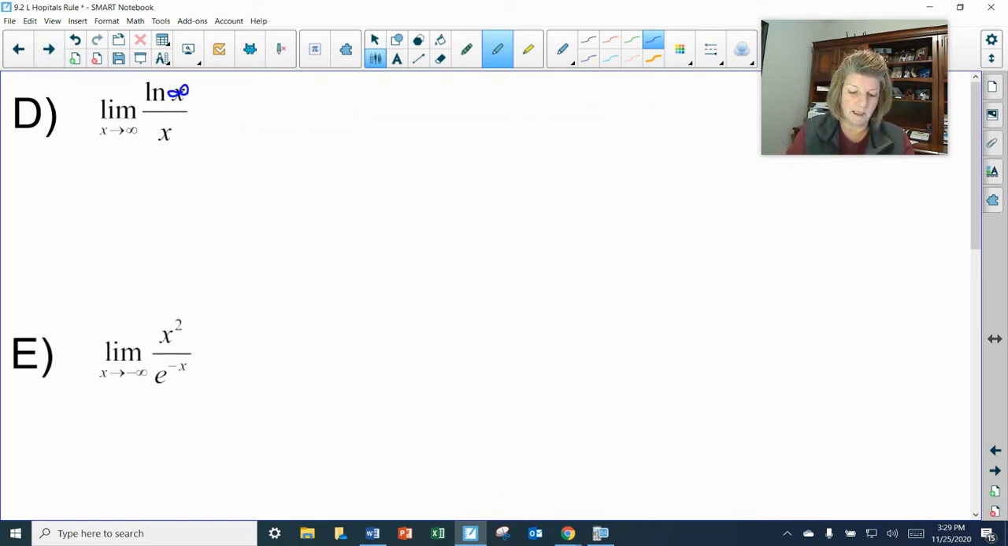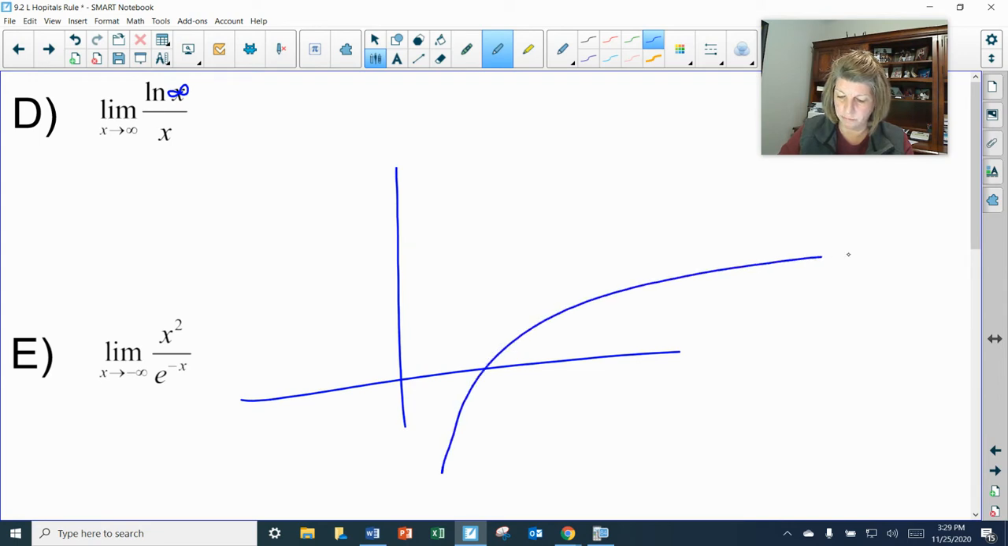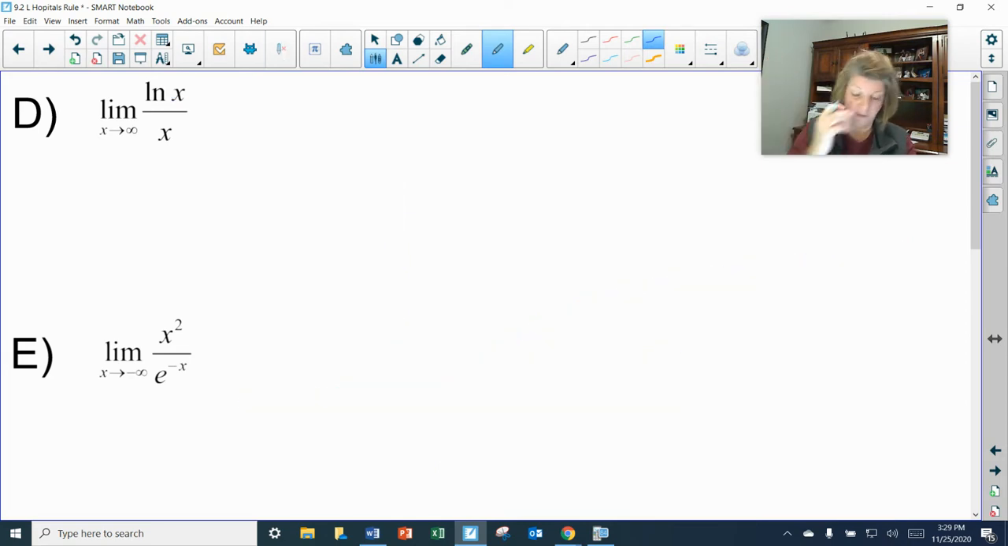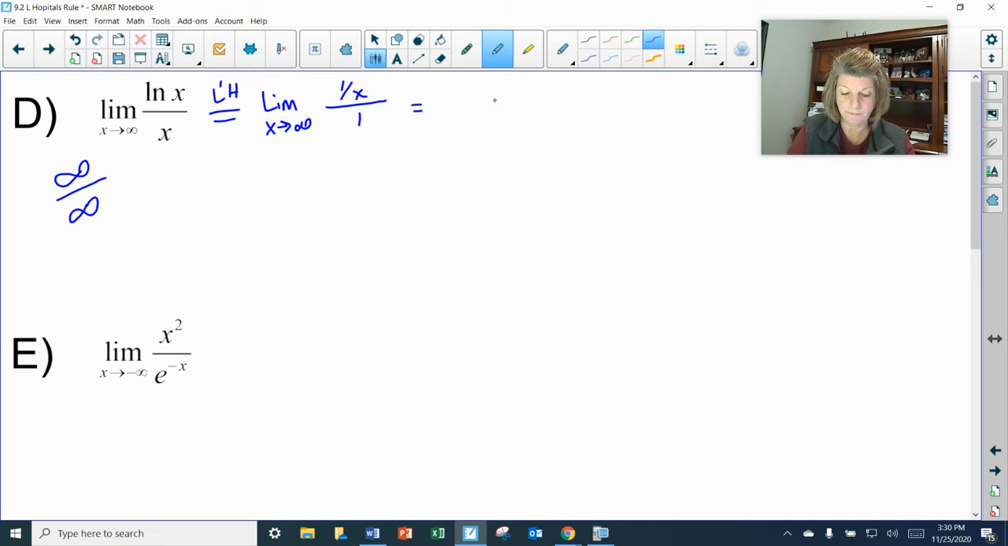D, infinity. The limit as x goes to infinity of natural log, well, it does kind of grow. I guess as we go out to infinity, it would go to infinity. So I'm seeing this as an infinity over infinity case. Let's apply L'Hopital's by taking derivatives. 1 over x over 1. That means I have 1 over infinity. That's going to go to 0.